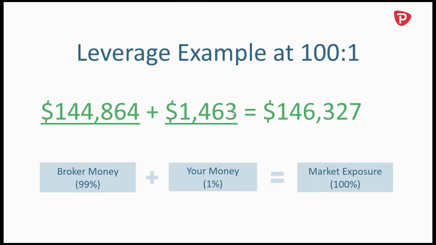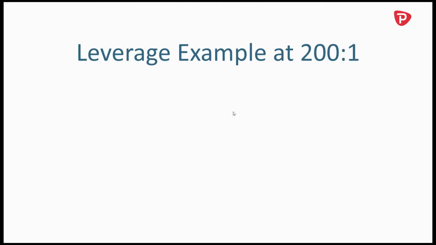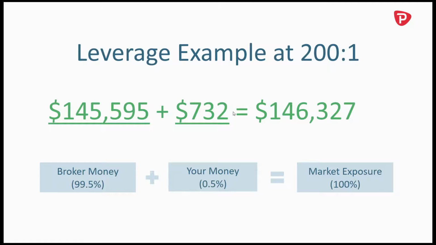And this will let us trade one lot of Great British Pound US dollar at the price we previously stated. So let's now just take a quick look at 200-to-1 leverage and see how it differs as leverage goes up. So again, we're still trading that one lot of Great British Pound US dollar at that previous price. But this time, because we're using 200-to-1 leverage, we're gaining exposure from the broker at 99.5%, and we're providing only 0.5% of the money, or $732.